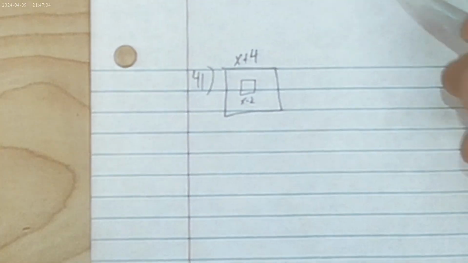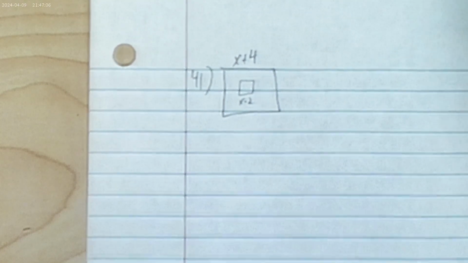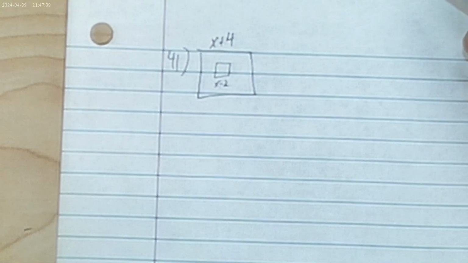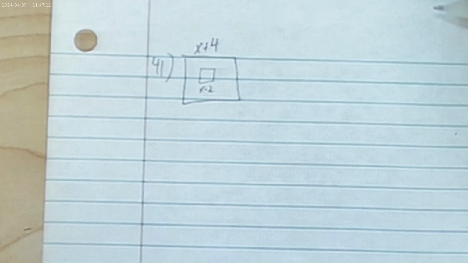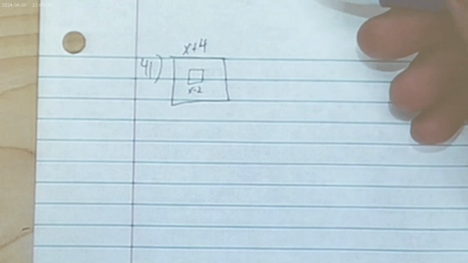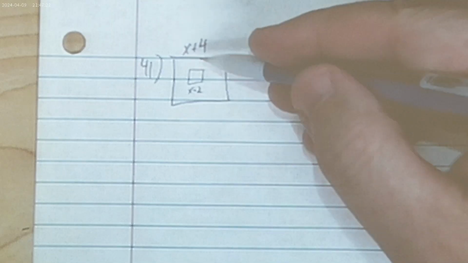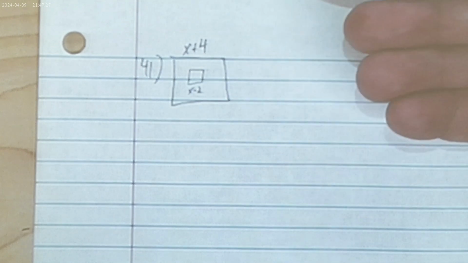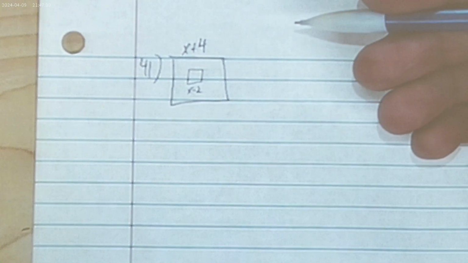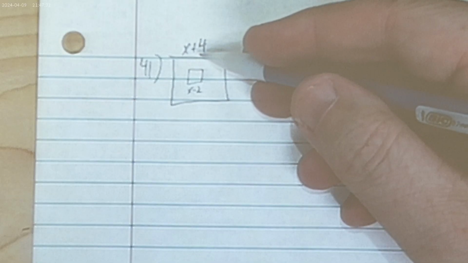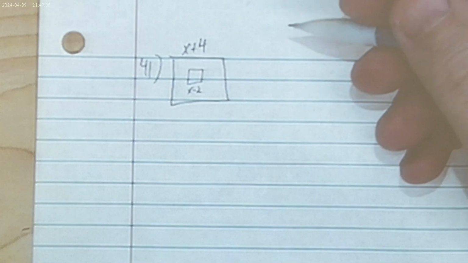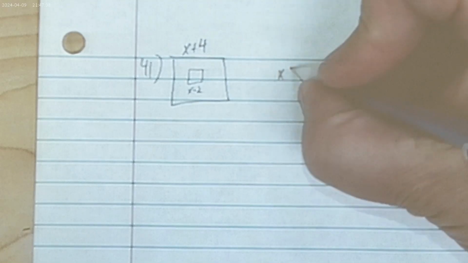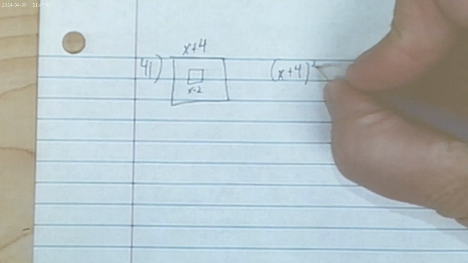So all we're going to do is find the area of the outer one and the area of the inner one, and then we're going to subtract the two. The good news is with squares, the area is equal to the length times the width. And that's going to be the same for all quadrilaterals. It's going to be the length times the width. And with squares, the length equals the width. And so if you have a square, if you know the side, then you already know the other side. And so you basically have x plus 4 for the outer one squared.